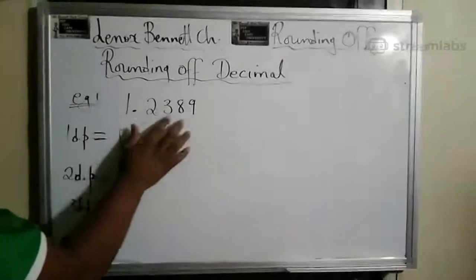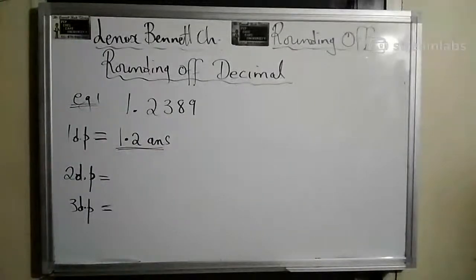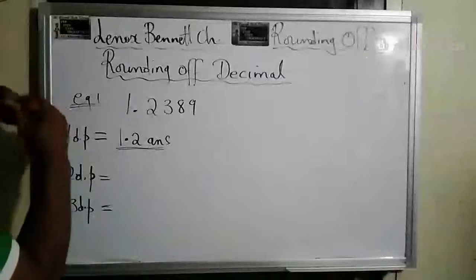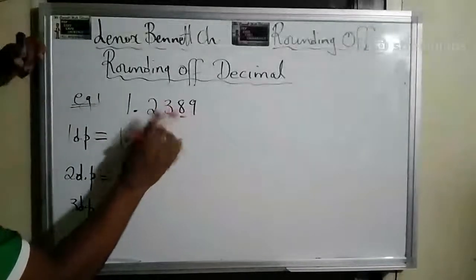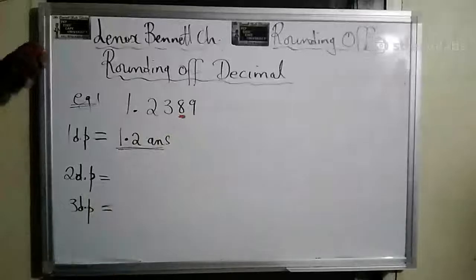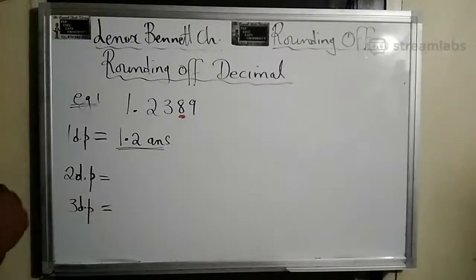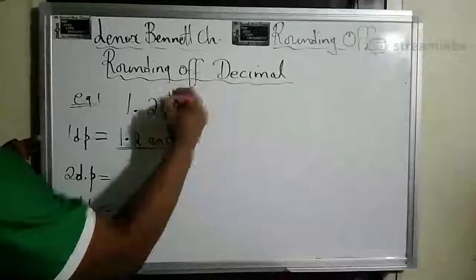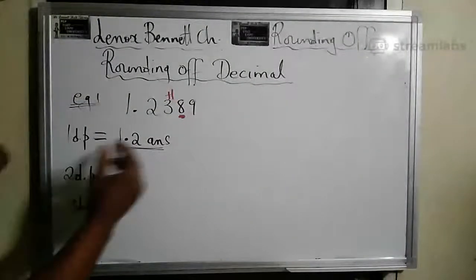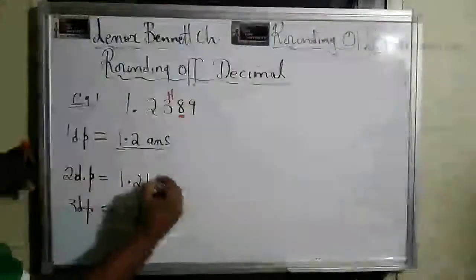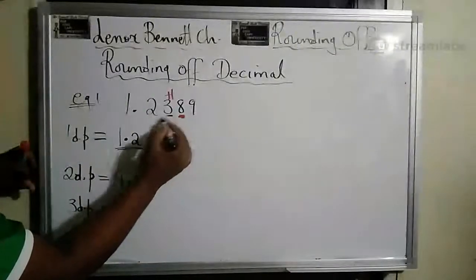Alright, let us look at 2 decimal places, or 2 dp. So we go to the third one this time. Instead of the second, we go to the one to the immediate right of the digit we're rounding. If it's 5 and up, we add 1. 8 is greater than 5, so we add 1 to 3. 3 plus 1 gives us 4, so it would be 1.24 because this one rounds up.